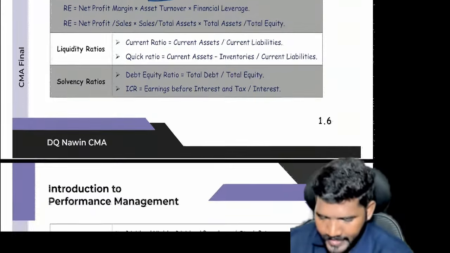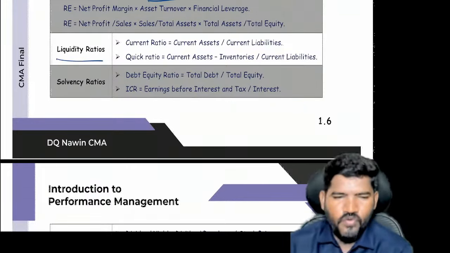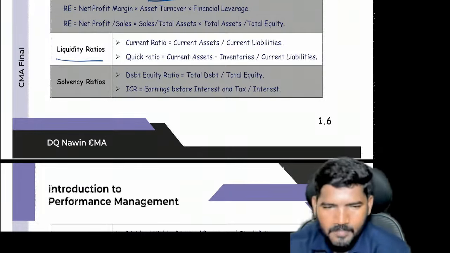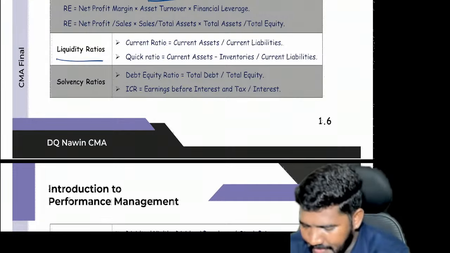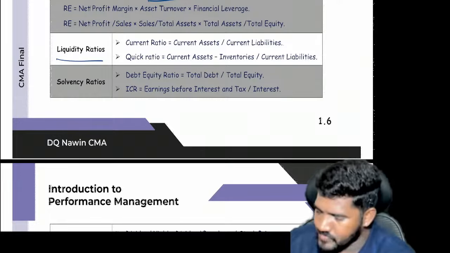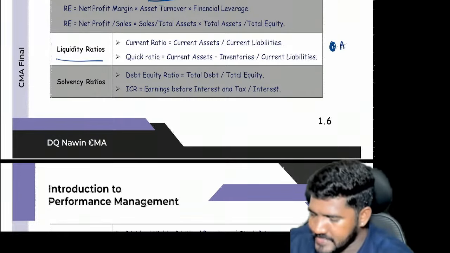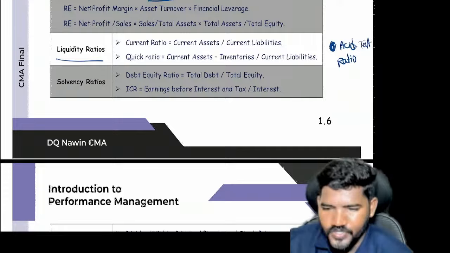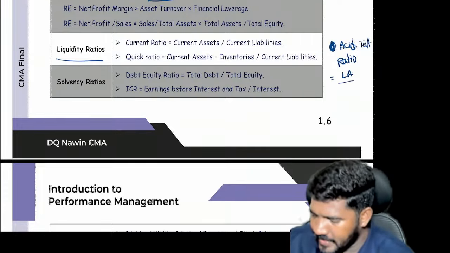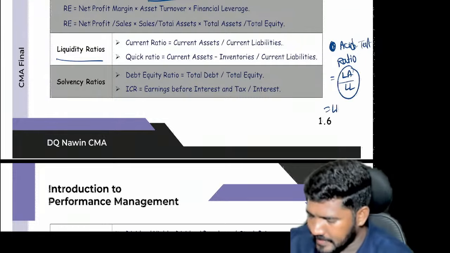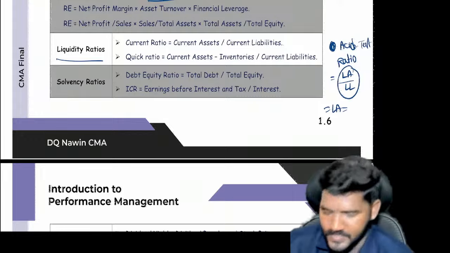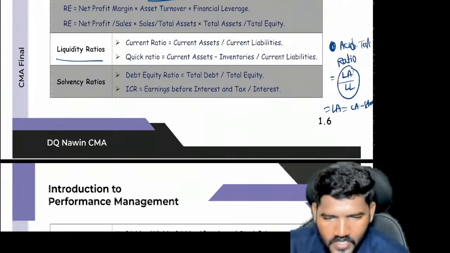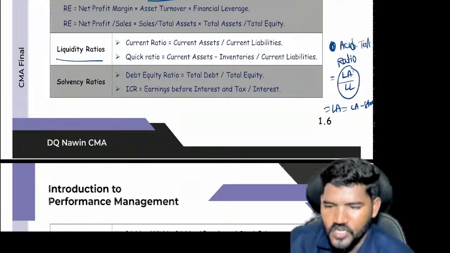Next, liquidity ratios. When it comes to liquidity ratios, we are focusing on only two ratios. One is the current ratio, another is the quick asset ratio. The current ratio means current asset divided by current liability. The quick ratio is current asset minus inventory divided by current liability. The quick ratio has an alternative name, acid test ratio. Acid test ratio: liquid asset divided by liquid liability. Liquid assets are high liquidity assets. That's why current asset minus stock. Why? Because stock is not a highly liquid asset, that's why they reduce it from the total current asset.